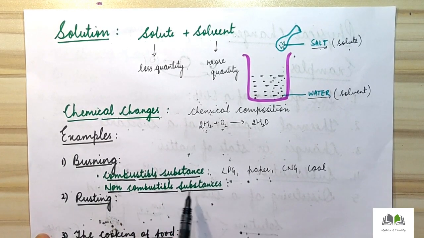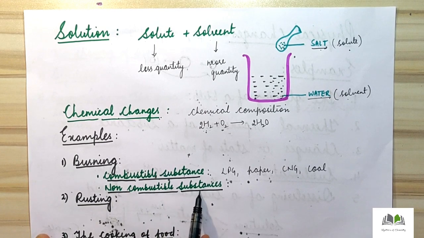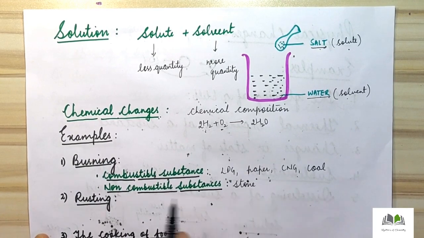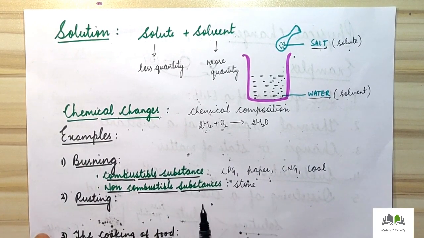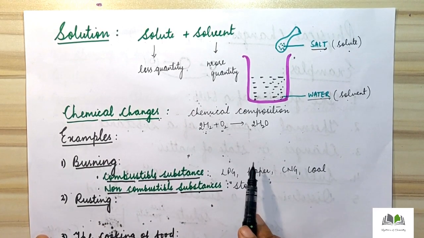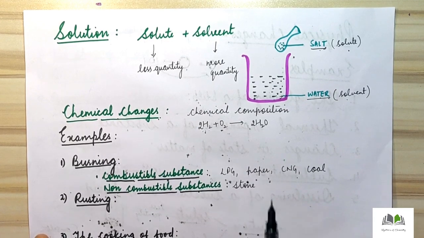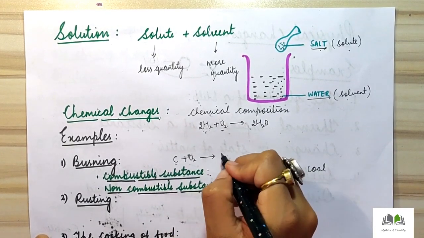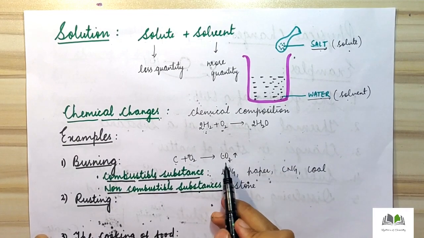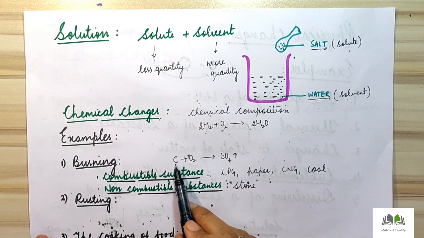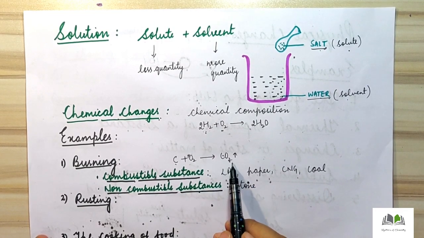Now second is non-combustible substances. These are the substances which do not catch fire easily. For example, stone. A piece of stone is a type of non-combustible substance. Now what is burning? Whenever combustible substances combine with oxygen and reach ignition temperature, they change into a new substance. For example, whenever we burn carbon, carbon combines with oxygen and forms a new substance which is known as carbon dioxide. So carbon dioxide is formed by the reaction of carbon and oxygen. This is a type of chemical change.